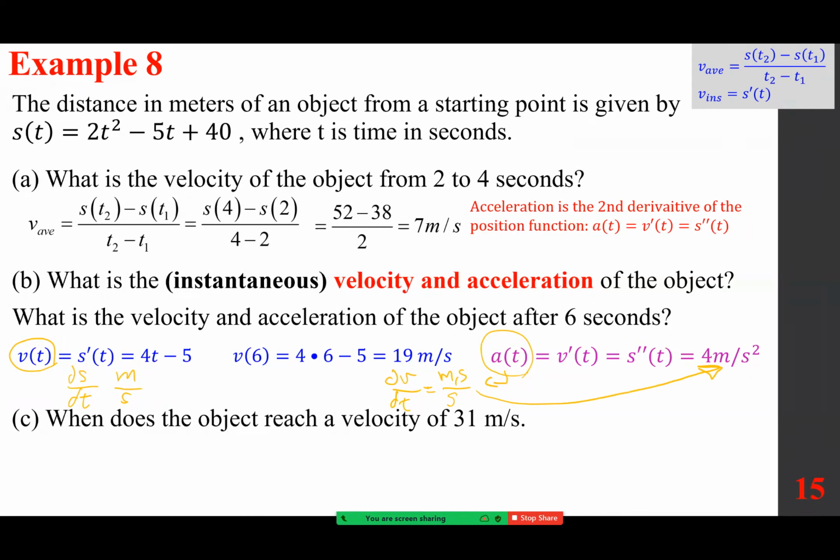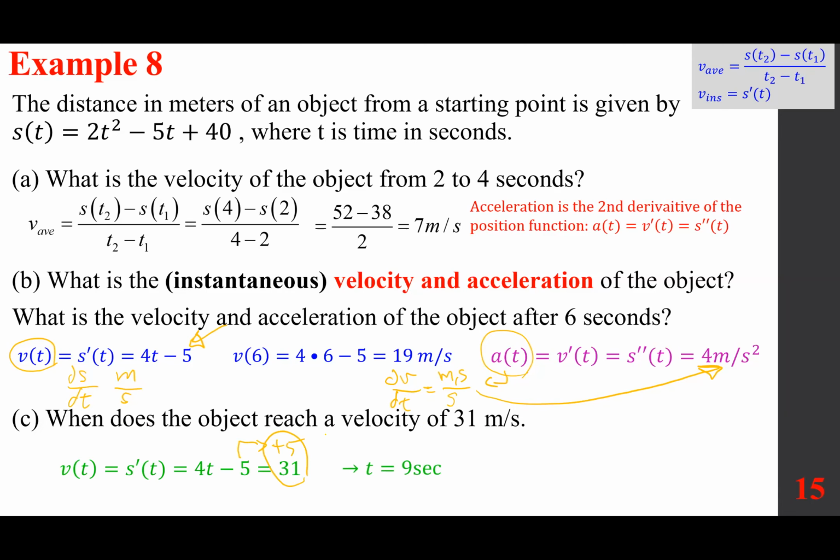Now, the next one is asking, when does the object reach a velocity of 31 meters per second? This is the velocity. We set it equal to 31 and solve. So 4t minus 5 equals 31, we move the negative 5 becomes positive 5. So 36 divided by 4, and t becomes 9 seconds. And that's the final answer.